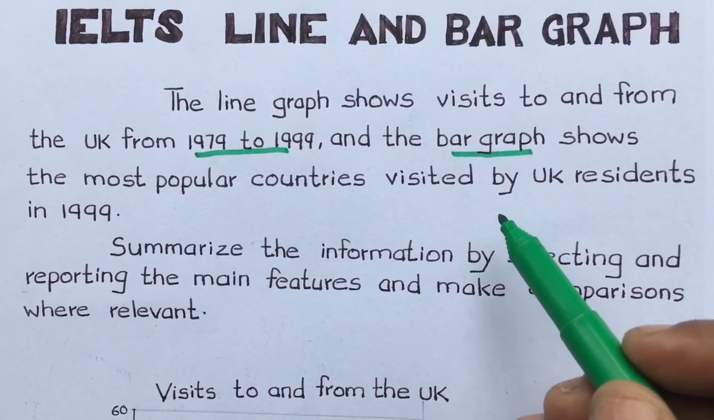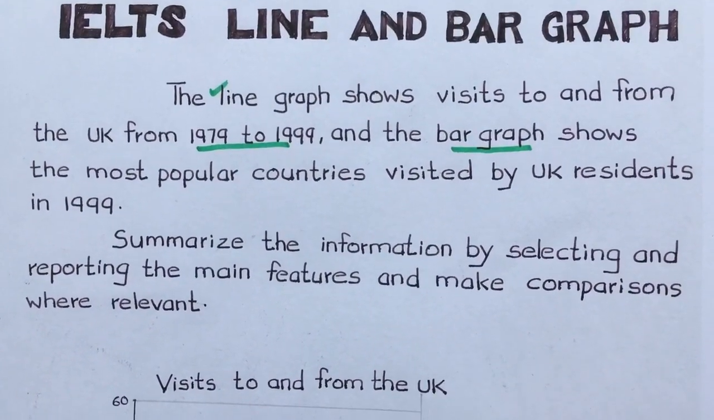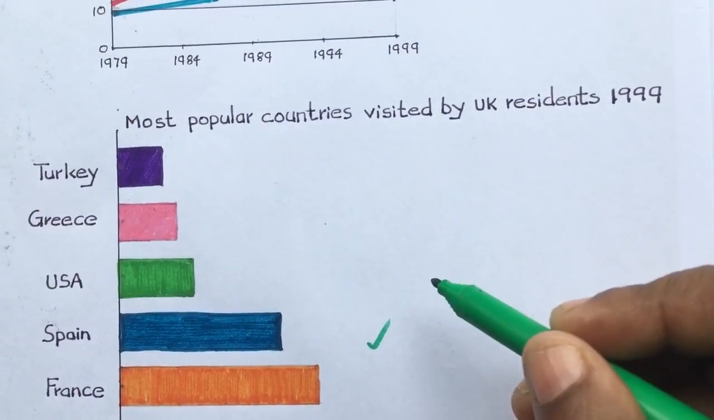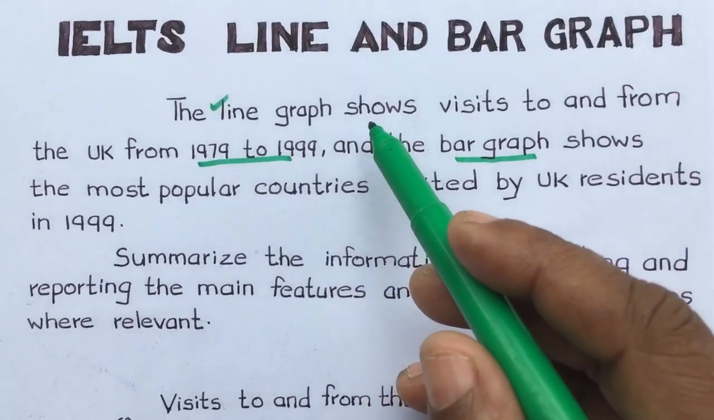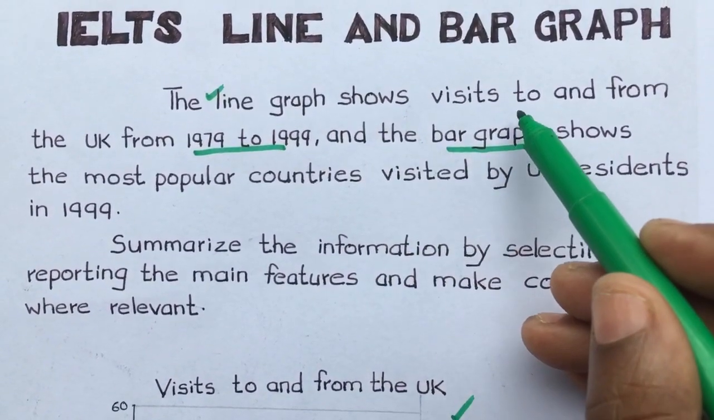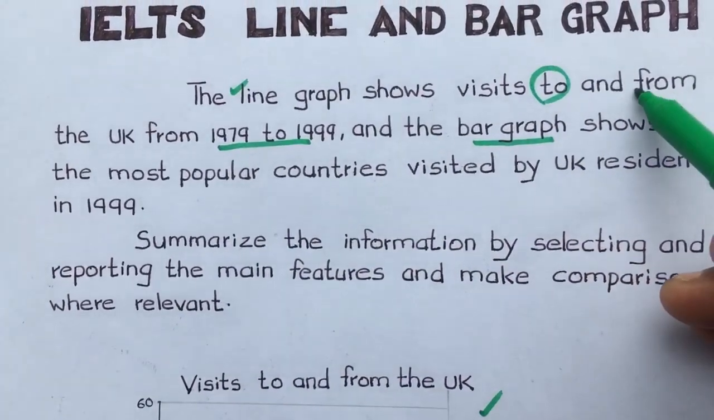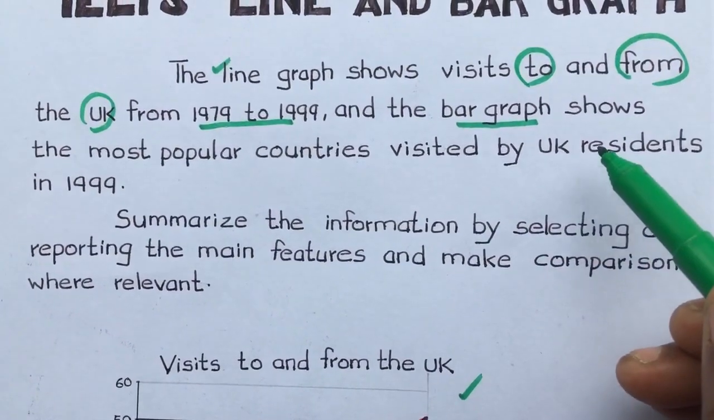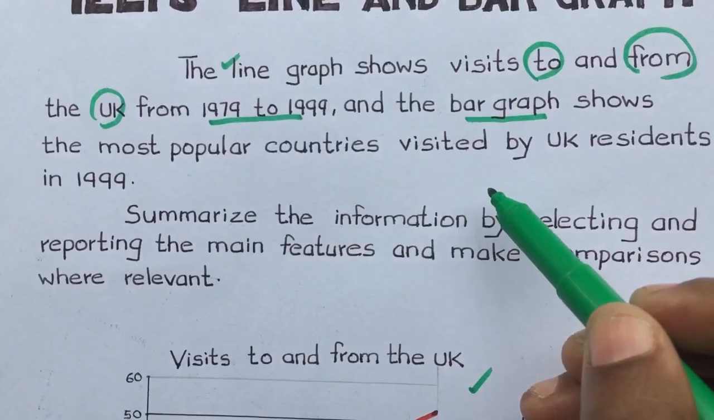Okay, so what I said is about the line graph and the bar graph. This is our line graph, and this is our bar graph. Let's move to the question first. What the line graph shows is visits to and from the UK. To and from, okay. The UK is common to both places. From when? 1979 to 1999. Got it?